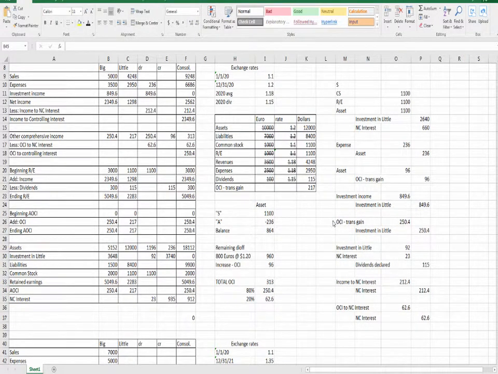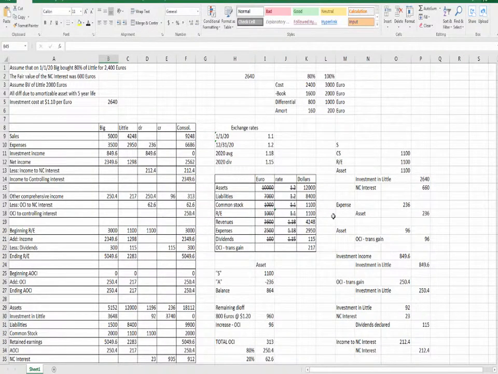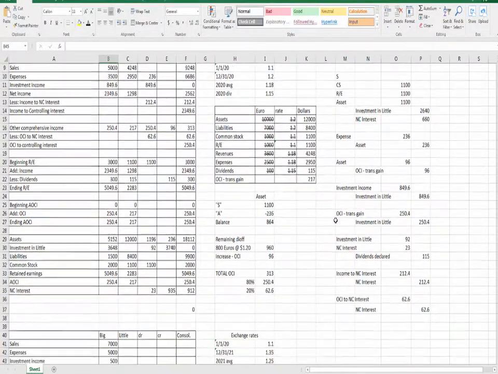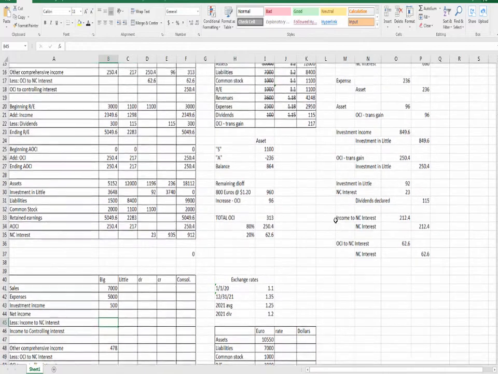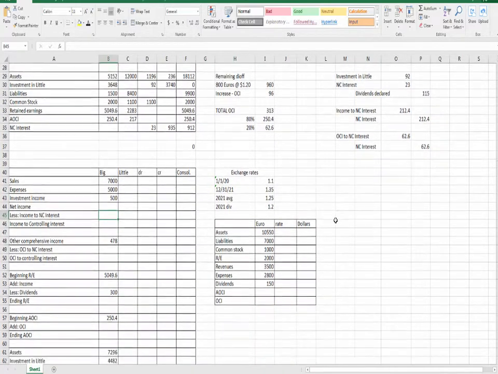Okay, let's go ahead and go on to year 2 of our 2-year translation example with a differential. So here's the information for year 2, and the first thing we need to do is, as always, convert from euros to dollars. Now, 2 of these things are not going to be converted. First, the retained earnings, we're going to carry that forward from the previous year.